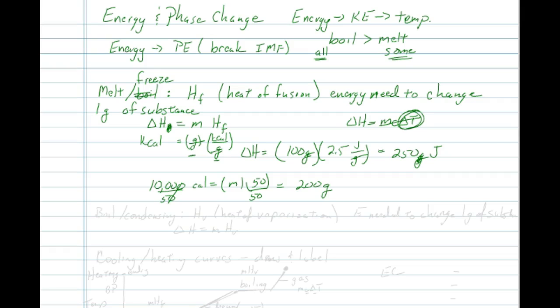The next thing is boiling and condensing, and this is H sub V, which is heat of vaporization. That's the energy needed to change 1 gram of substance. It's the energy you need to put in to boil, or it's the energy you get out if you condense. The math examples are exactly the same as above, except instead of HF, you have HV. So the previous examples would work for the same thing.